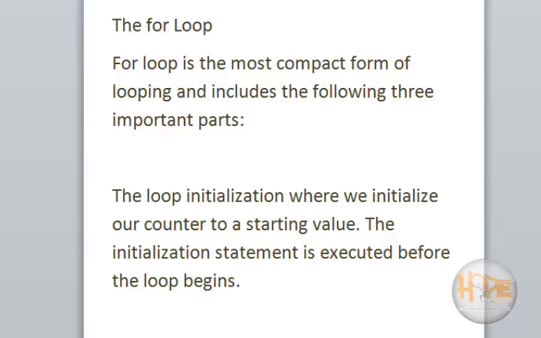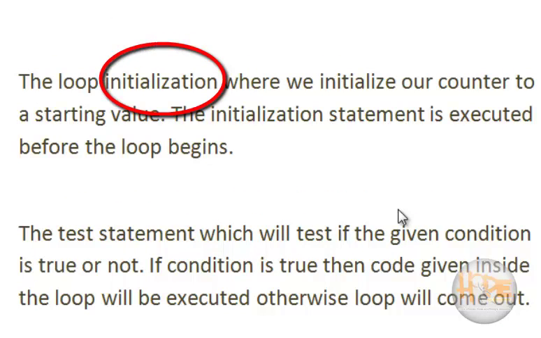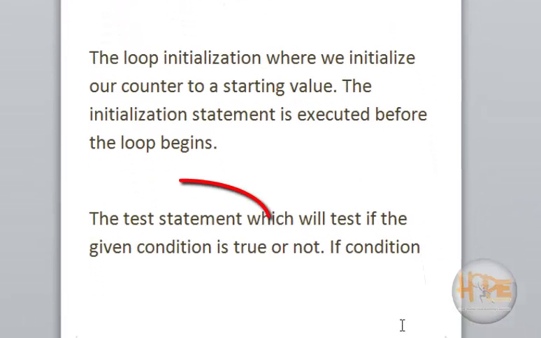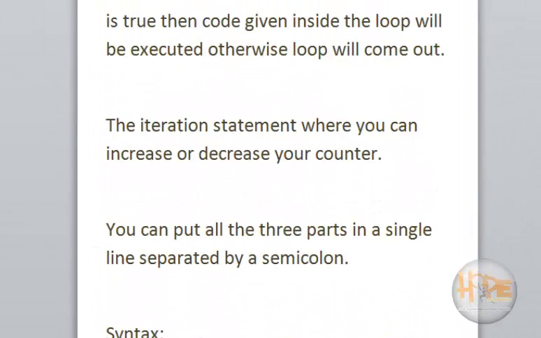First is initialization, where we initialize our counter to a starting value. The initialization statement is executed before the loop begins. Then the test statement, which tests whether the given condition is true or not. If the condition is true, then the code inside the loop will be executed, otherwise the loop will come out.